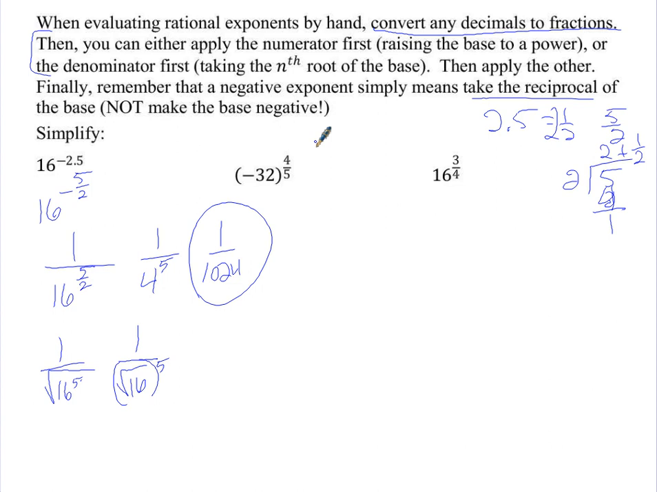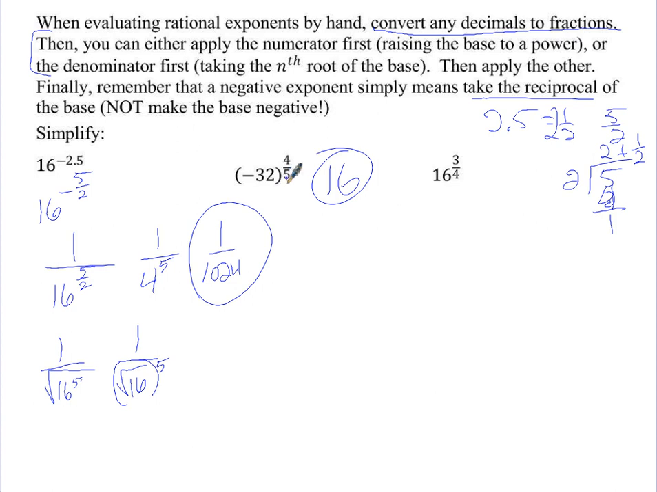What's the 5th root of negative 32? In other words, what number times itself 5 times gives me negative 32? Negative 2. What's negative 2 to the 4th power? 4 times 2 times 2 times 2 times 2 is 16. But it's negative 2 times negative 2 times negative 2 times negative 2. It's still 16. So why? How did we get 16?